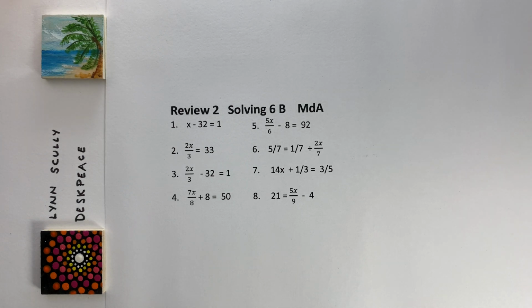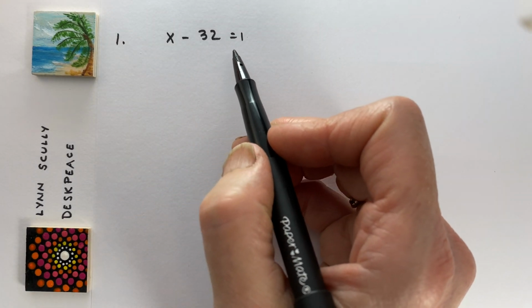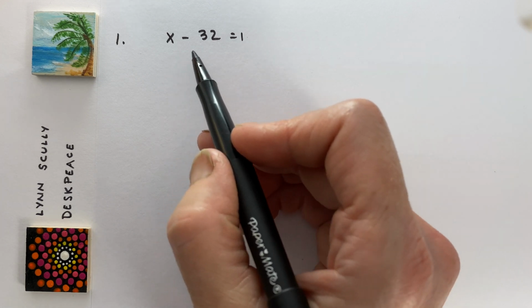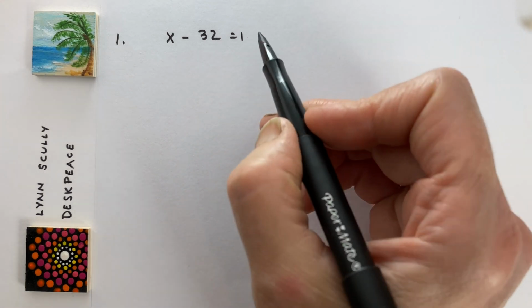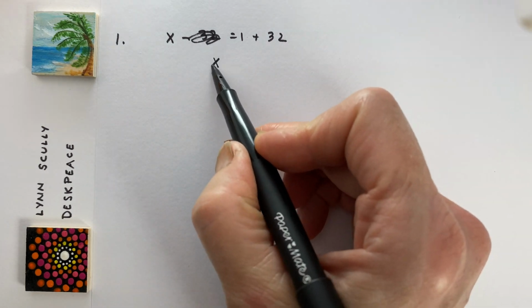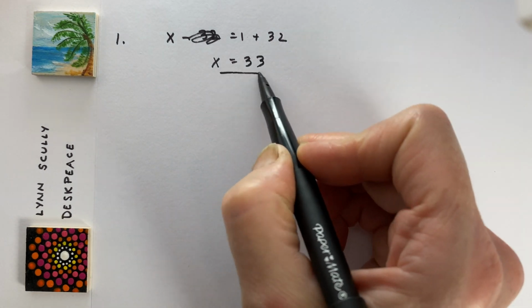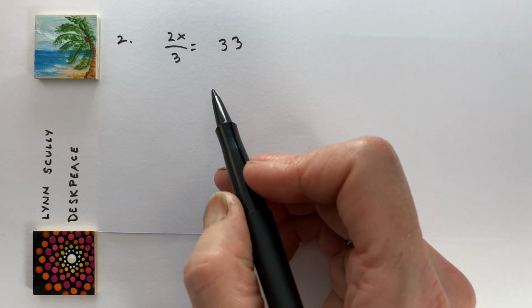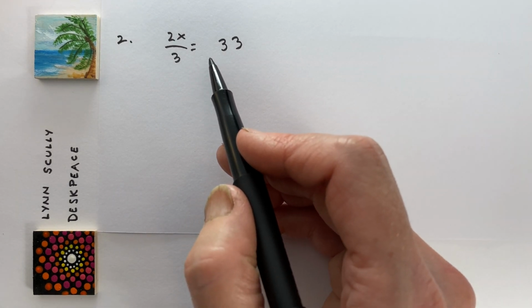Solving 6b, review 2. We're solving linear equations with lots of fractions, so grab a pencil and paper and follow along with me. Number 1, x minus 32 equals 1. I want to get x alone. 32 is attached by subtraction. Move it by addition to the other side of the equal sign. X equals 33.